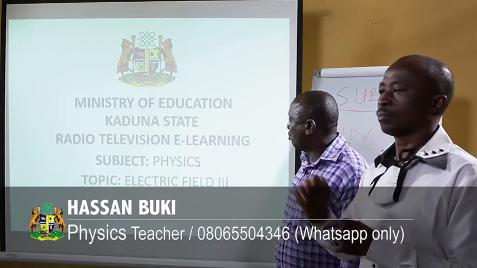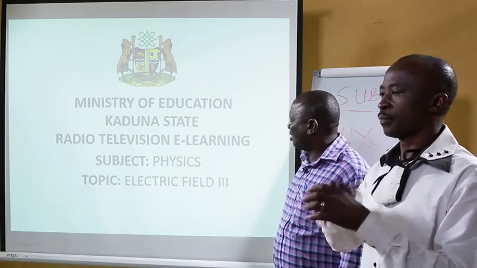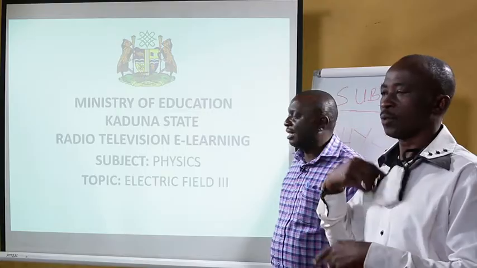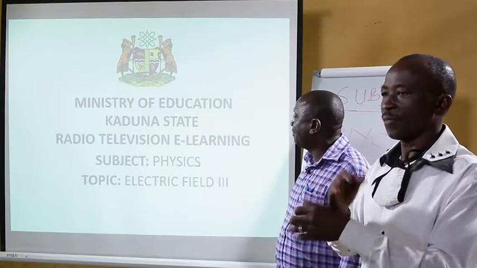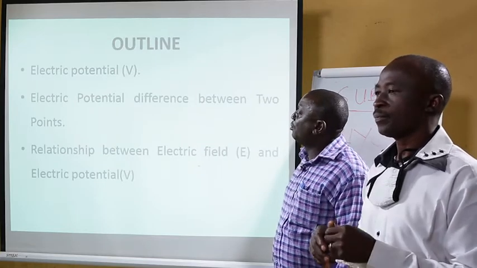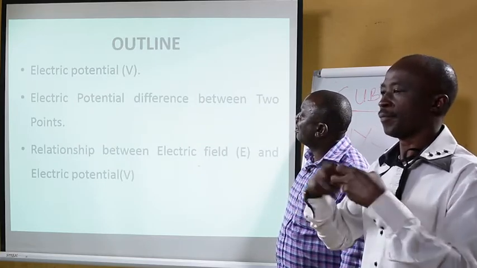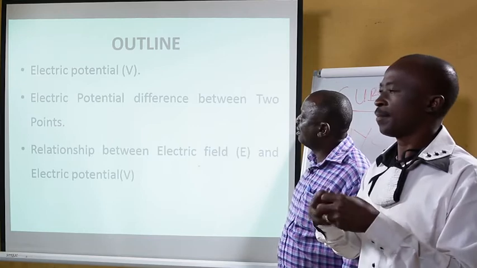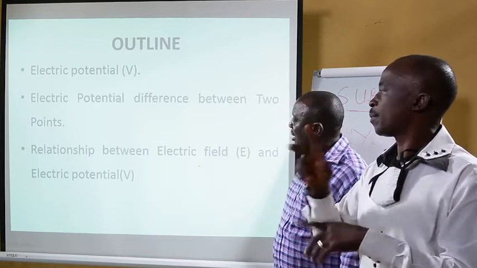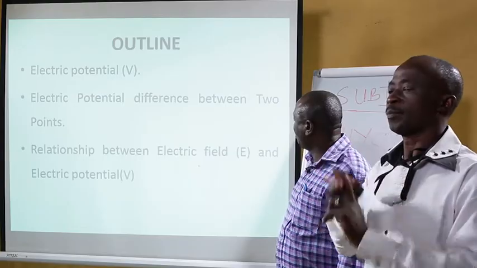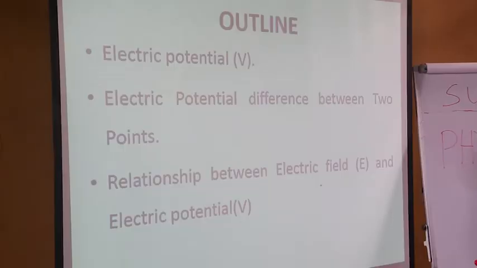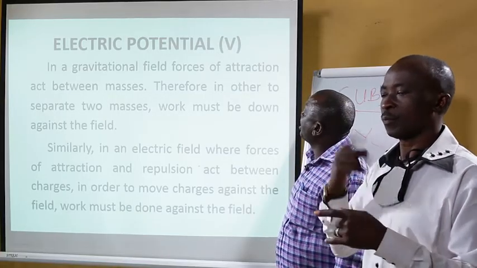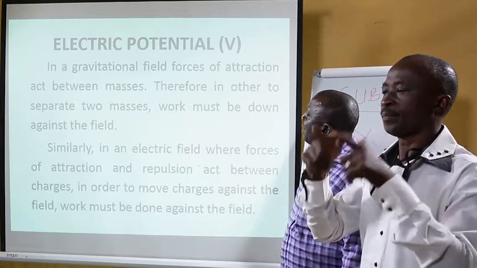Today we are going to continue our study on the topic electric field. Today we will consider electric field part 3. In our outline we have electric potential, capital letter V. We have electric potential difference between 2 points. Then we have the relationship between electric field E and electric potential V. Now we look at electric potential, capital letter V.